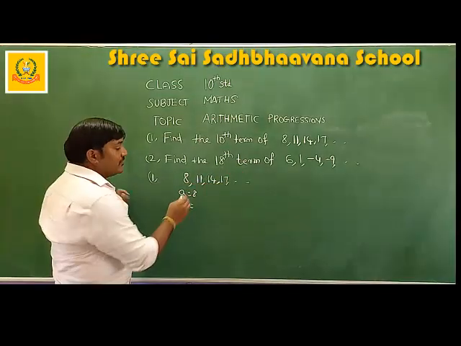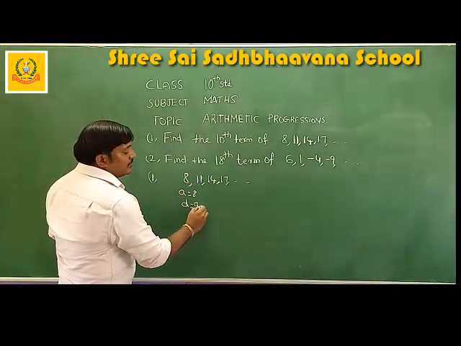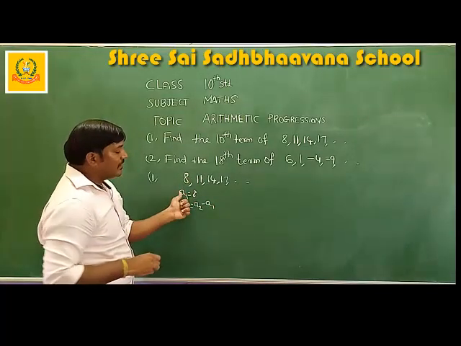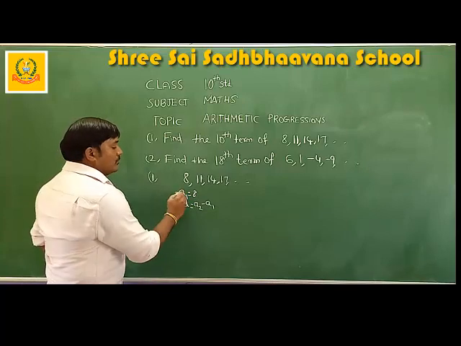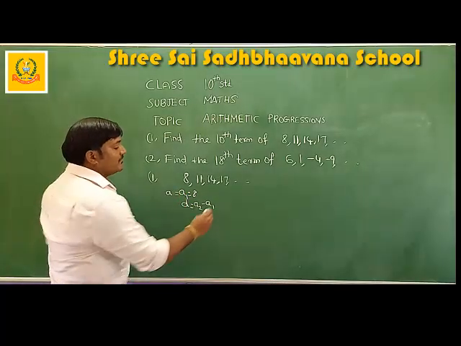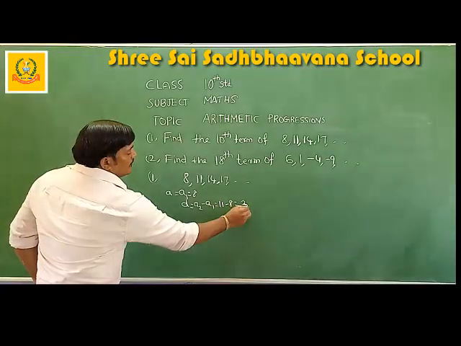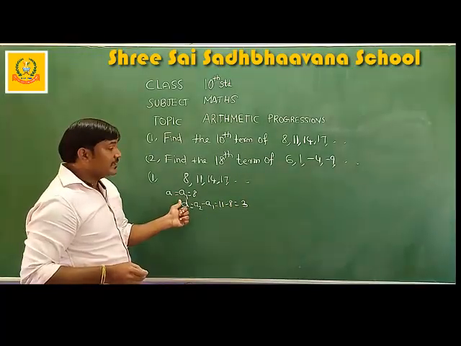So how to find the common difference D? Second term, which is A2, minus the first term. You can write it as A or A1, both are correct. So A2 minus A1 will give you 11 minus 8, which is 3. Got it? So we got the common difference as 3.